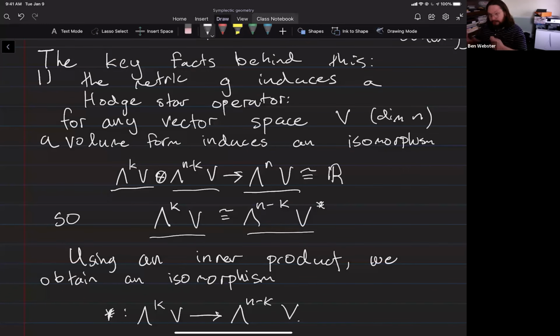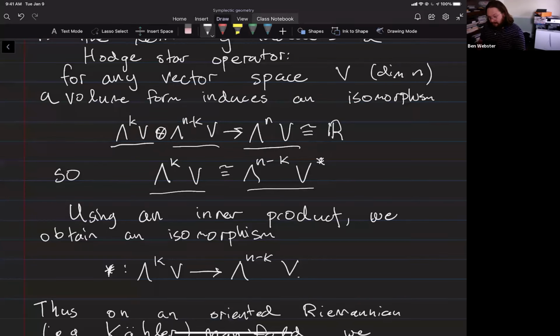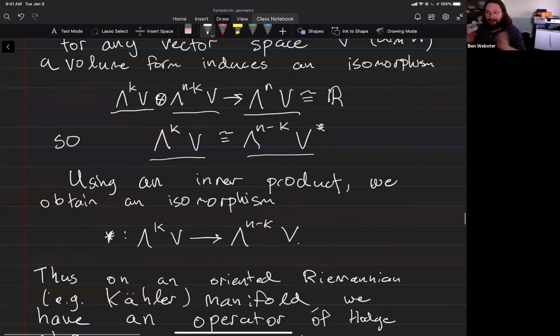If I also choose an inner product, then V is isomorphic to V dual. And so I get an isomorphism from the kth wedge power to the n minus kth wedge power. You'll often see this written out explicitly in coordinates: I take the wedge of k basis vectors in an orthonormal basis, and that gets sent to the wedge of all the other basis vectors, which span the perp. Then you just have to be careful about signs to get all the orientation stuff right. I think it would just be a distraction to try to write that out again.